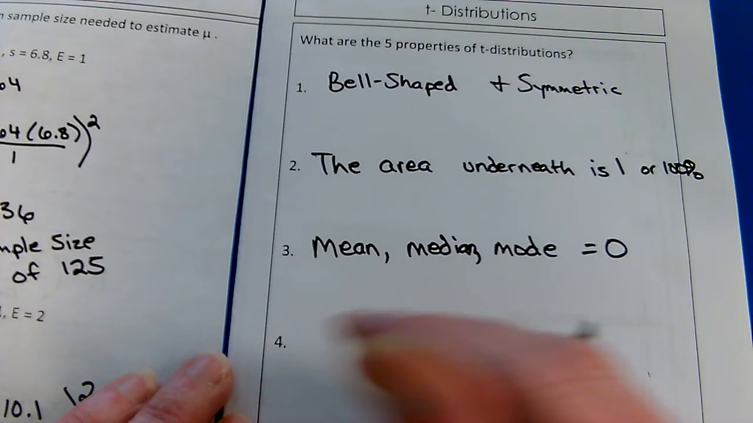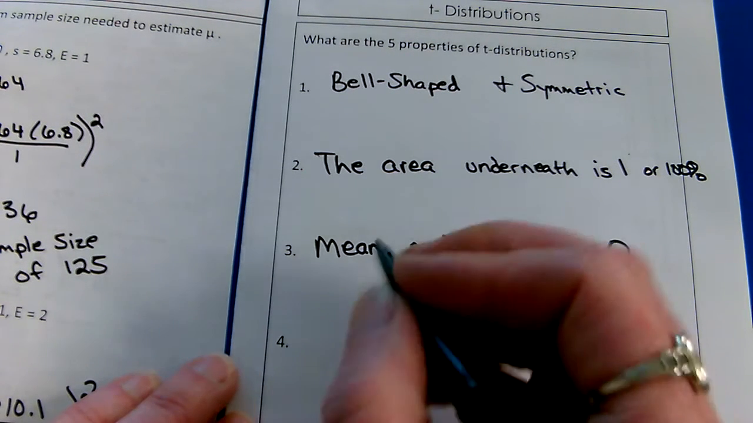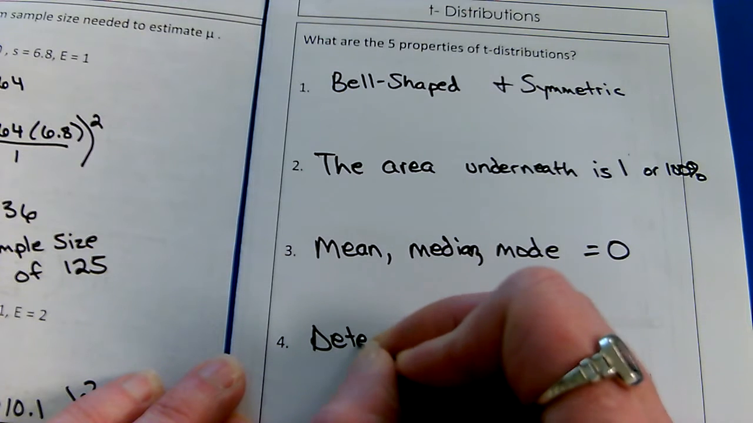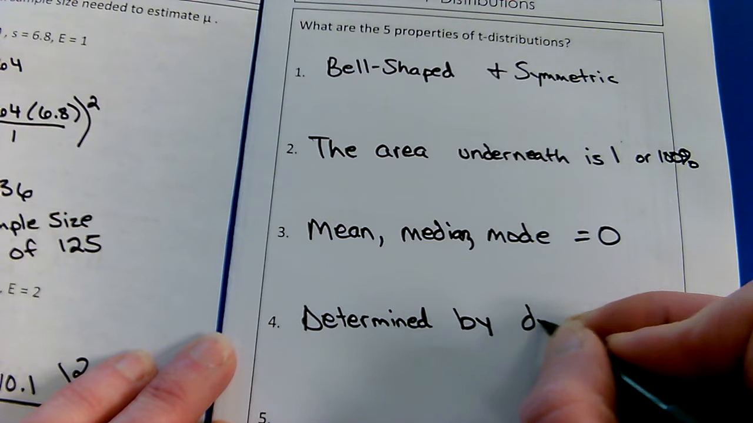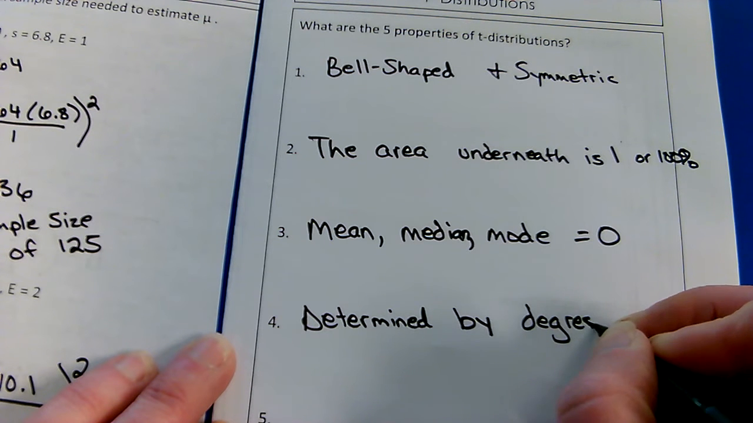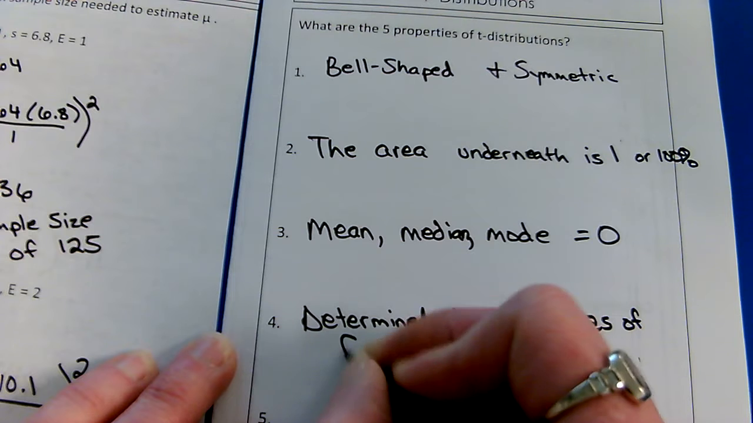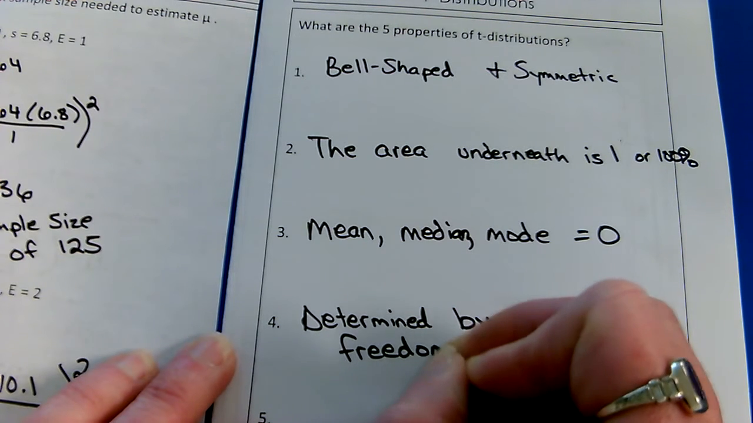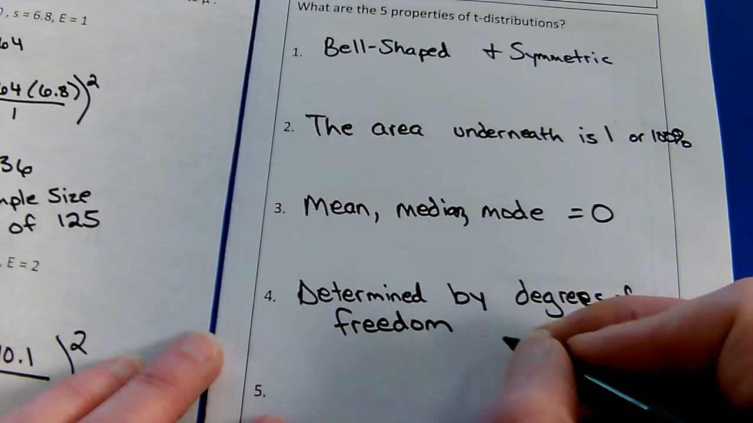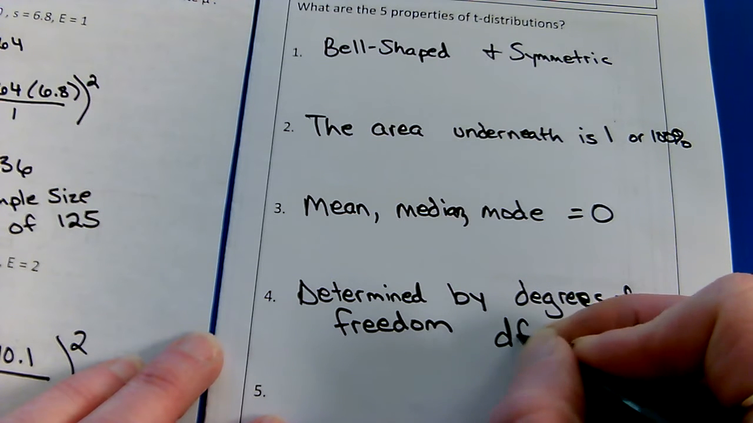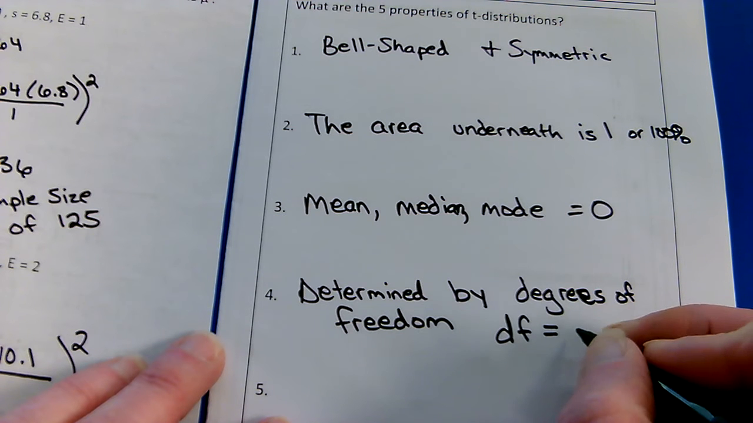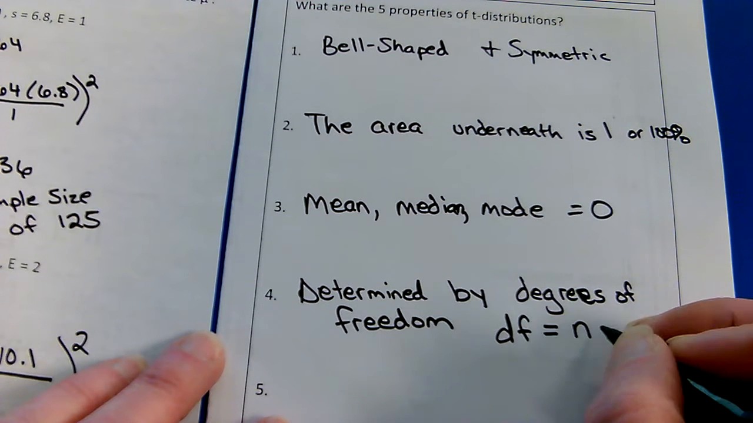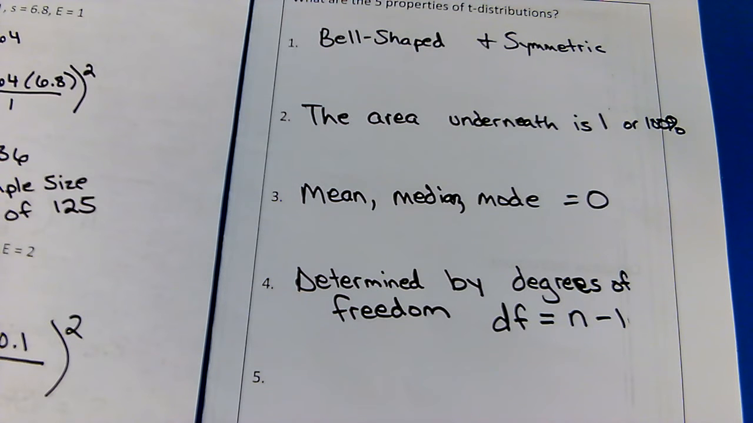But instead of using standard deviation, this one is determined by what are called degrees of freedom. And creatively enough, degrees of freedom is abbreviated DF. And it is a lovely formula. You take your sample size and subtract 1. That's how we determine a t-distribution.